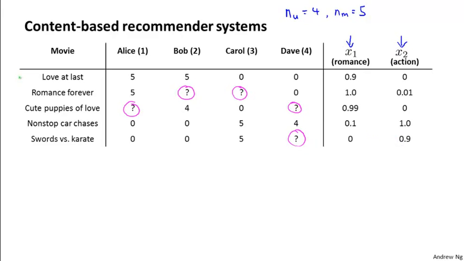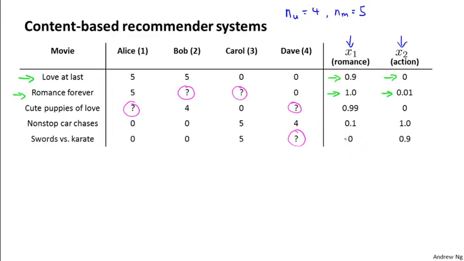So if you take a movie, Love at Last, it's 0.9 rating on the romance scale. So it's a highly romantic movie, but 0 on the action scale. So almost no action in that movie. Romance Forever, so 1.0, a lot of romance, and 0.01 action. Maybe there's a minor car crash in that movie or something, so it's a little bit of action.